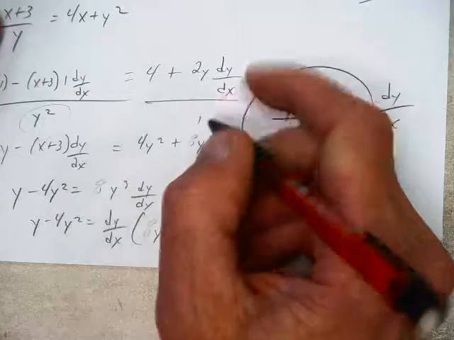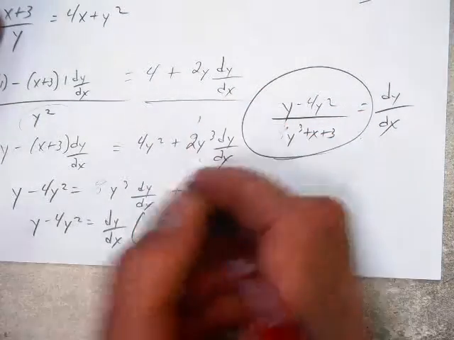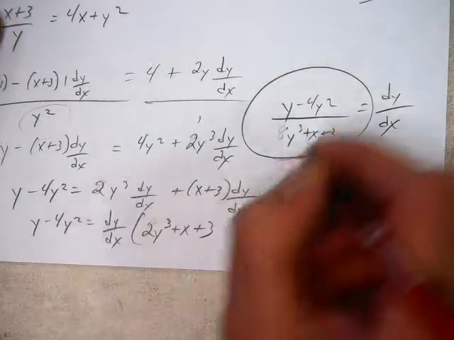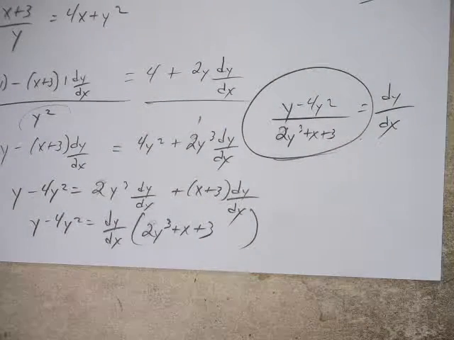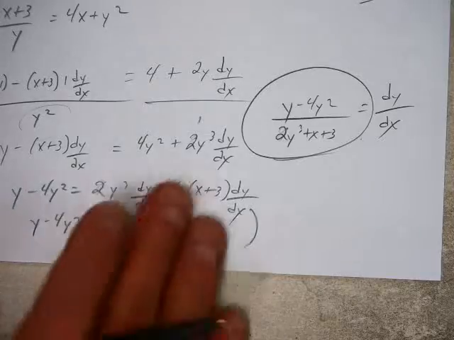Oh, where did I get my 8? That was dumb. Y squared times 2y. Yeah, 1 times 2 is not 8. At least not today.